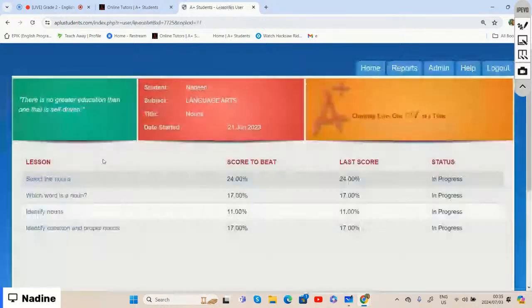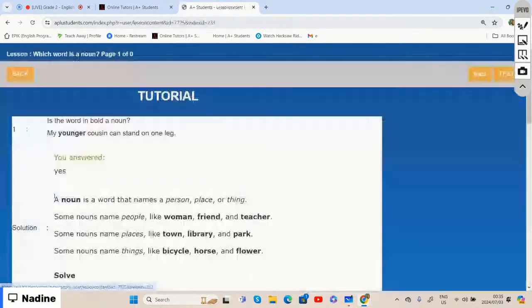Now we're going to say which word is a noun. And we said that a noun names people, animals, places, or things.